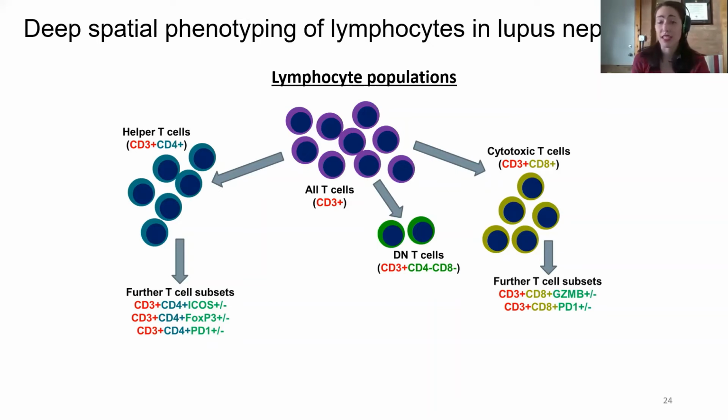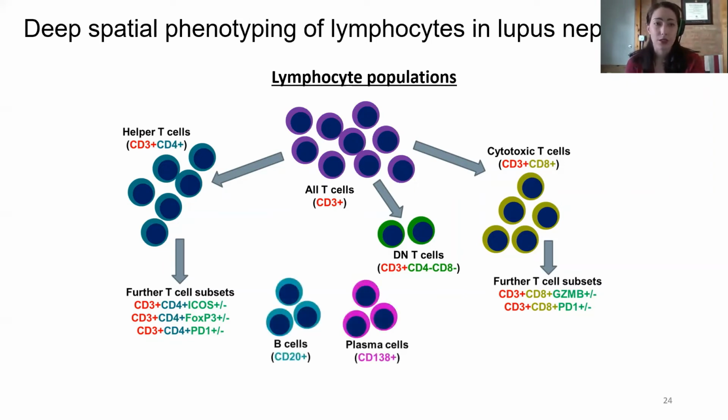We also have CD8, our cytotoxic T cells, which can also be further categorized by other markers. And then we have our double negative T cells, which express neither CD4 nor CD8. We're also going to look at, for this presentation, our B cells, which we've marked in this data set with CD20, and our plasma cells, which we've identified with CD138.